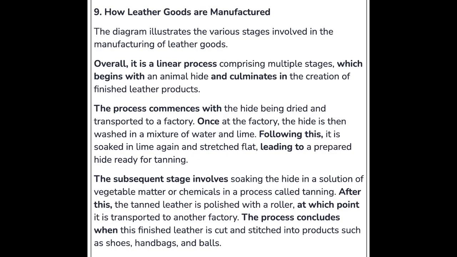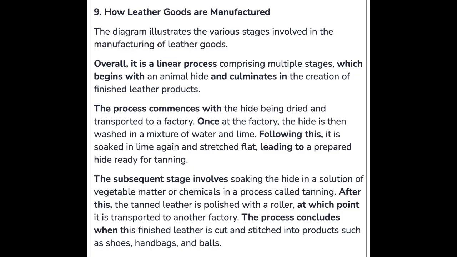9. How leather goods are manufactured. The diagram illustrates the various stages involved in the manufacturing of leather goods. Overall, it is a linear process comprising multiple stages, which begins with an animal hide and culminates in the creation of finished leather products. The process commences with the hide being dried and transported to a factory.